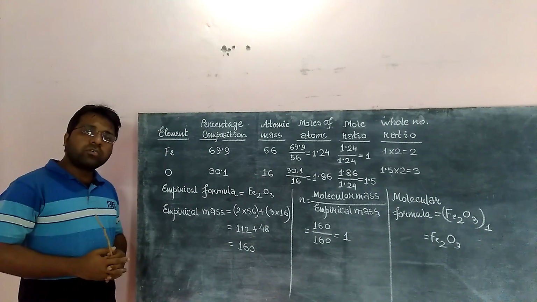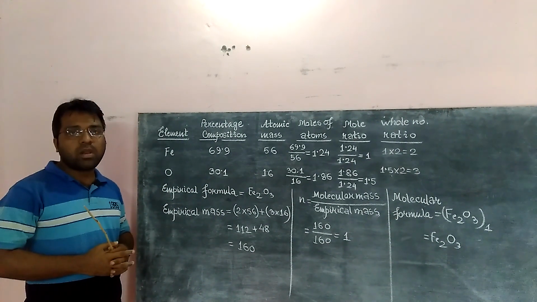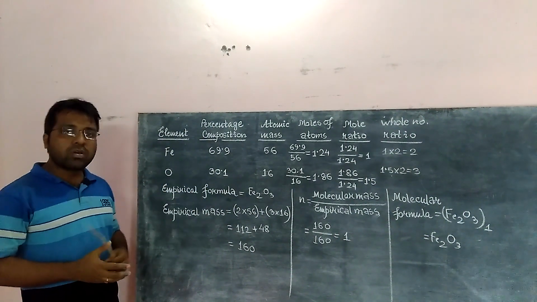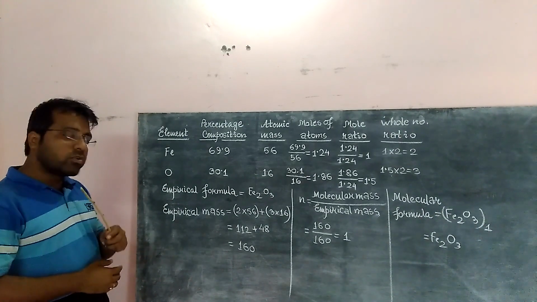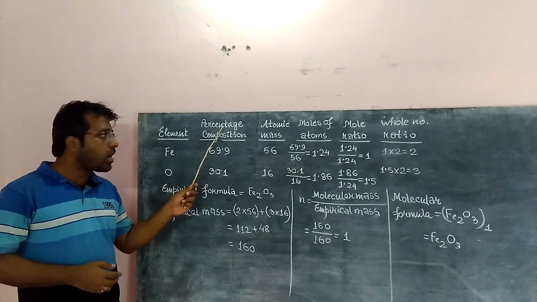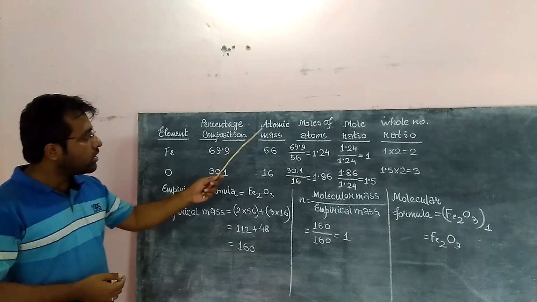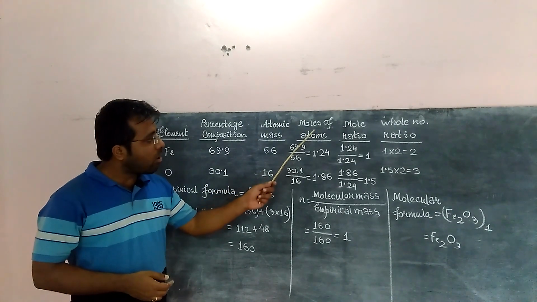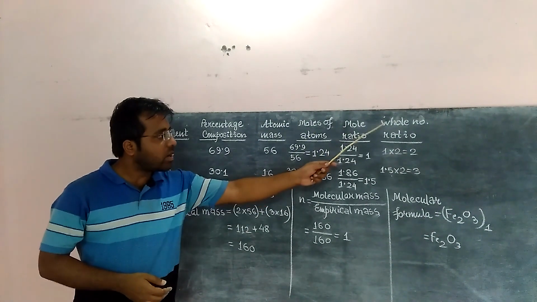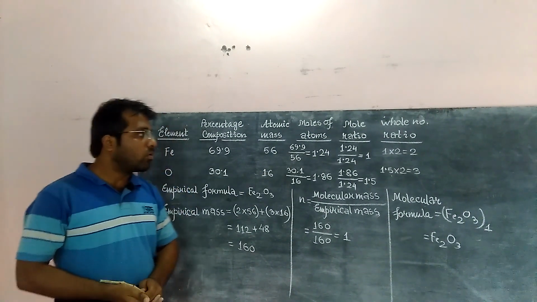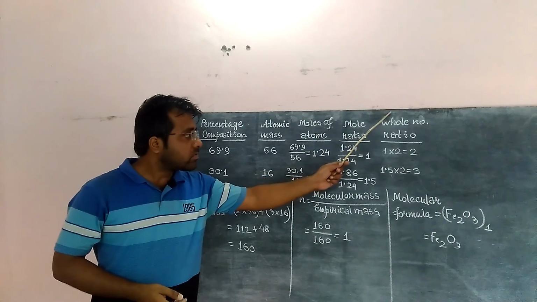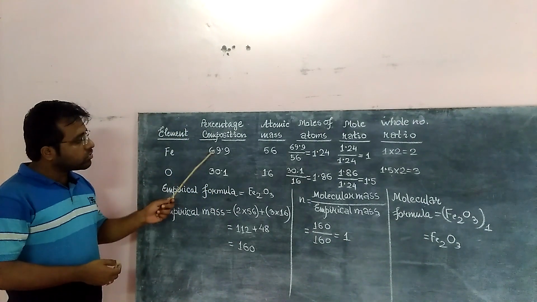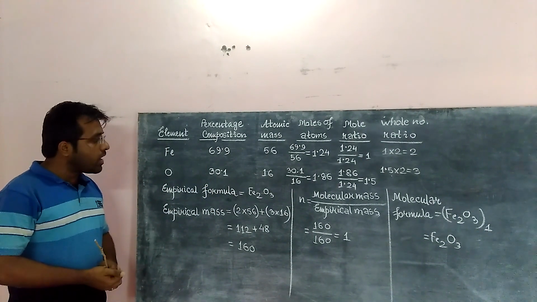So if we want to find out the molecular formula of any compound, then at first we must form a chart in this manner, where we should write the element followed by percentage composition, then the atomic mass of the respective elements, then moles of atoms, mole ratio and whole number ratio. Or we may also write it as simplest whole number ratio. So these two are already given to us.